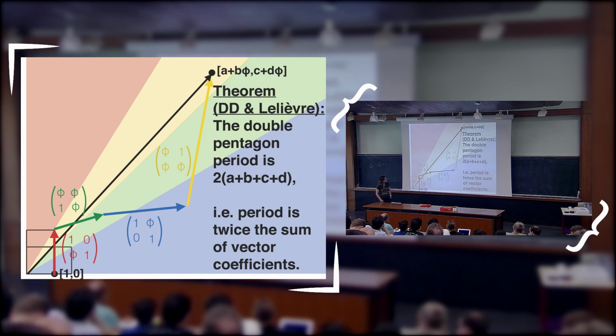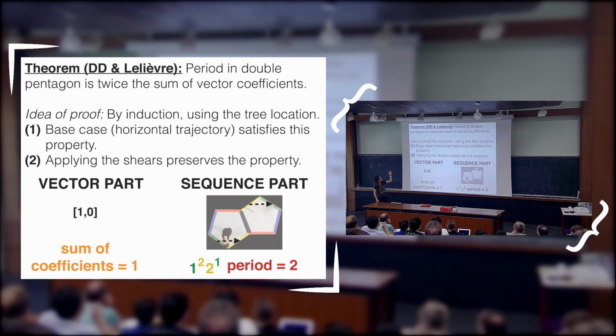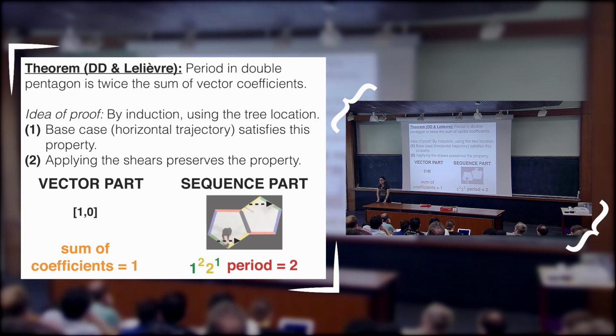Okay, great. So you might want to know why this is true. The theorem is that the period in the double pentagon is twice the sum of the vector coefficients, and it's a proof by induction. You might be a bit sad about a proof by induction. Have you ever heard that if you have a proof by induction, it means you don't really understand what's going on? I was a little sad that it was a proof by induction. But in some sense, we had to, because we use this tree structure, and everything depends on the previous thing, so a proof by induction is maybe not a bad idea.